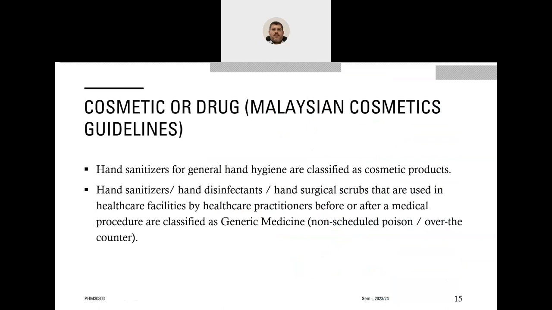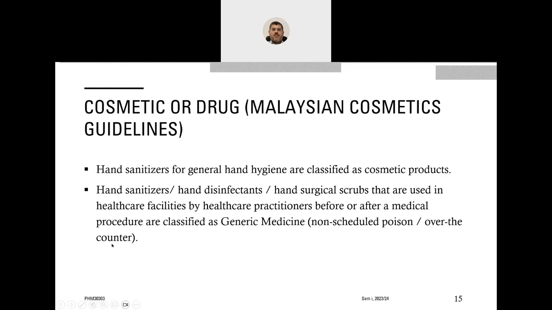So we give examples from Malaysian cosmetic guidelines about sometimes the same product category but different classification as cosmetic or as drug. For example, here, hand sanitizers. If they are used for general hand hygiene, they are classified as cosmetic products. But if they are used in hospitals as hand sanitizers or disinfectant or hand surgical scrubs, then they are used in healthcare facilities, as you mentioned, and for healthcare practitioners before or after a medical procedure, then they are classified as generic medicine. Should be non-scheduled poison, or over-the-counter medication. Okay.